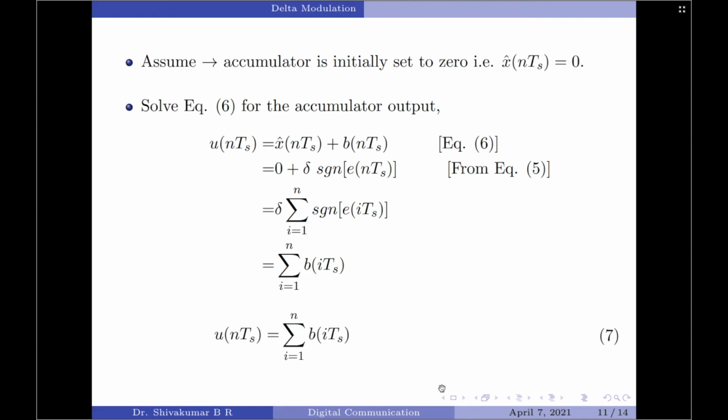To understand more about how the delta modulator works, let us for the time being assume the accumulator is initially set to 0.